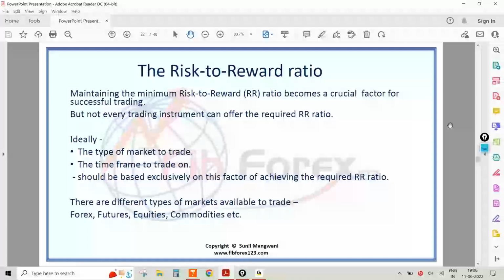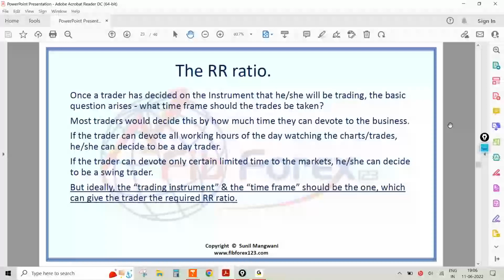How do you decide what instrument should you trade? How do you really decide what time frame should you be trading on? Now, once you decide on an instrument, your instrument also has to be decided on the fact that you are going to get a risk to reward ratio when you're trading that, which simply means that that financial instrument must have sufficient volatility. It must have movement to give you that expected risk to reward ratio of 1:2.